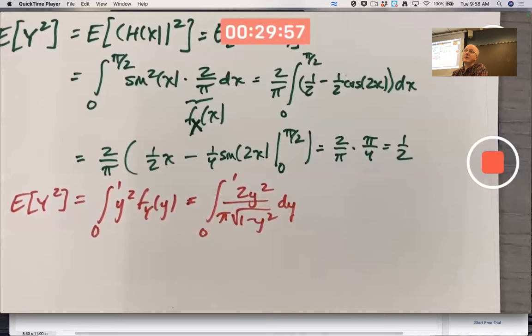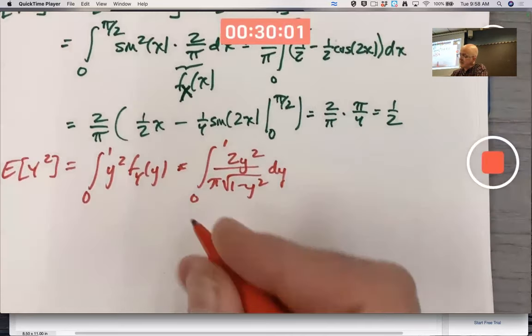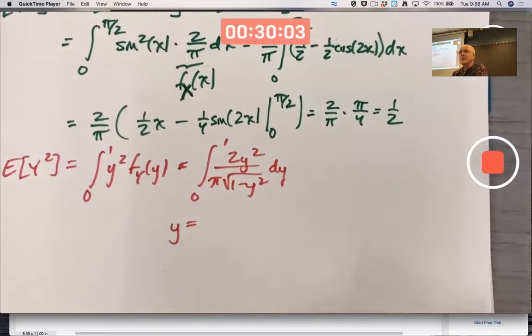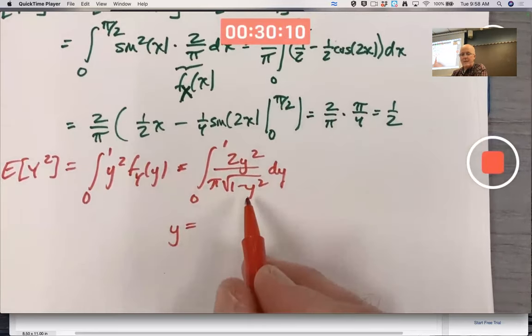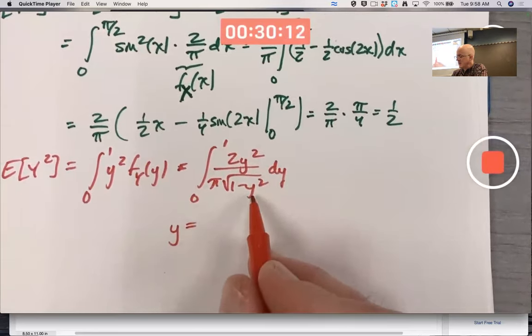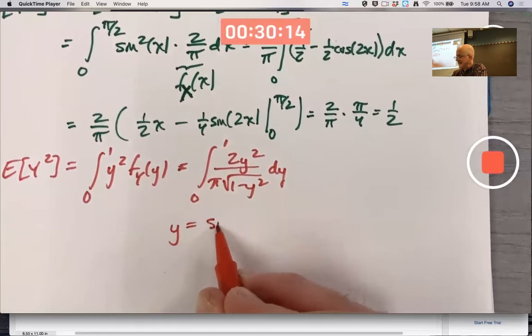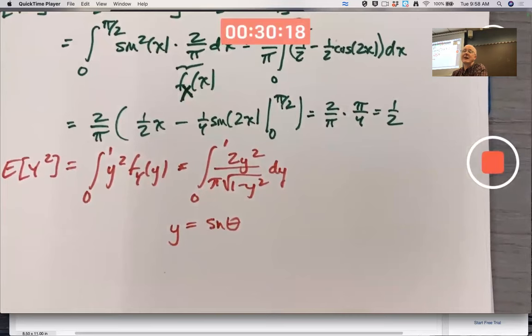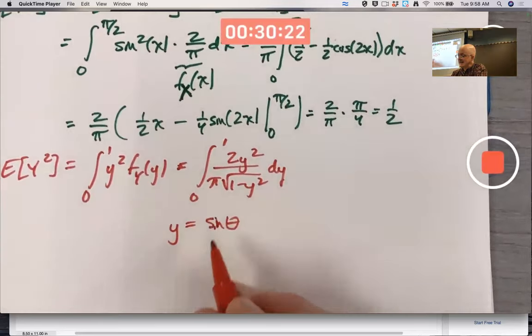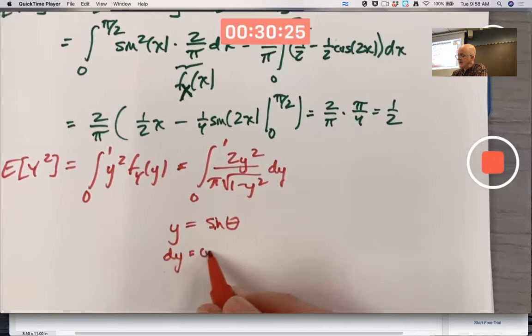But a trig substitution is the way to go here. I don't know if you remember trig substitutions from Calc 2. If you're a tutor in math lab, you may have helped some students do them. Because of the square root of 1 minus y squared here, it's a good idea to let y equal, say, sine theta. I'll use a theta, but I could have used an x. dy is cos theta d theta.